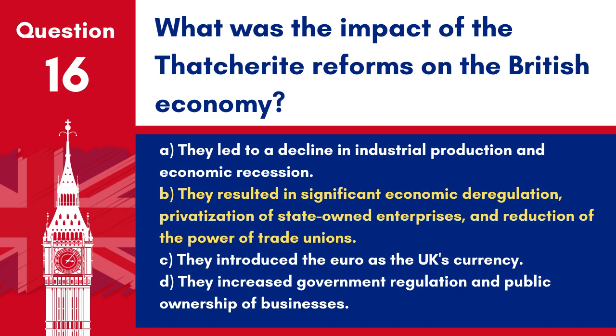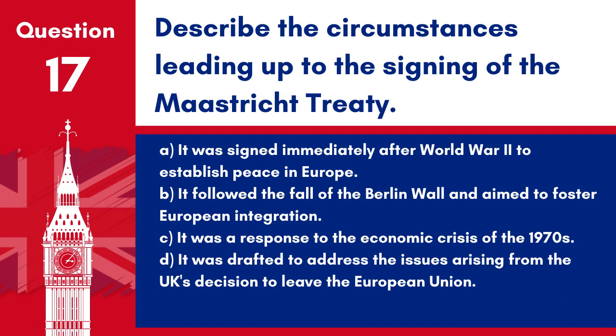Answer: B. They resulted in significant economic deregulation, privatization of state-owned enterprises, and reduction of the power of trade unions. The Thatcherite reforms fundamentally changed the British economy, promoting a market-driven approach and reducing the influence of the state. Question 17. Describe the circumstances leading up to the signing of the Maastricht Treaty.